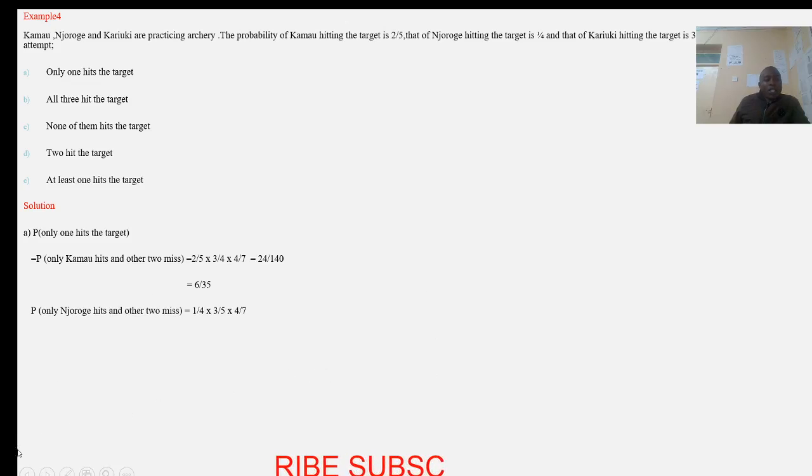Probability only 1 hits the target. Probability only Kamau hits and the other 2 miss. Now, we also have the probability Njoroge hits and the other 2 miss. Njoroge hitting is a quarter, times this missing is 3 over 5, times this missing is 4 over 7. And this is what you calculate there. You find 3 out of 35.